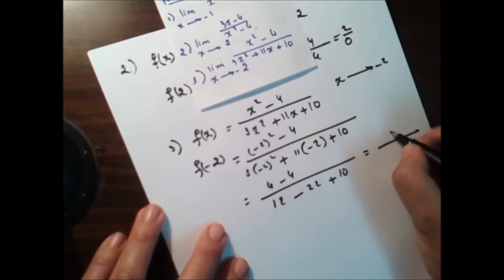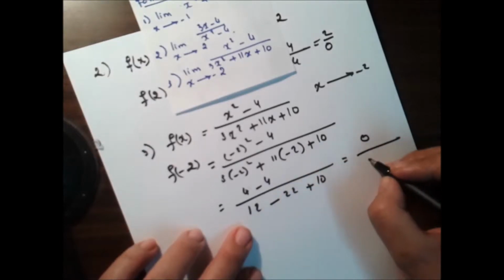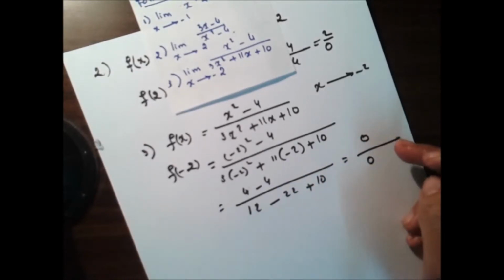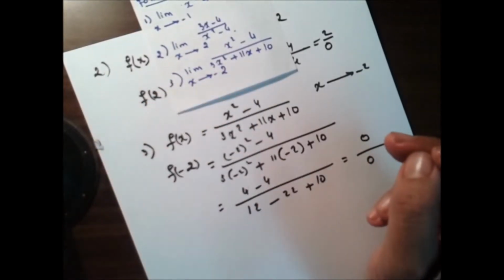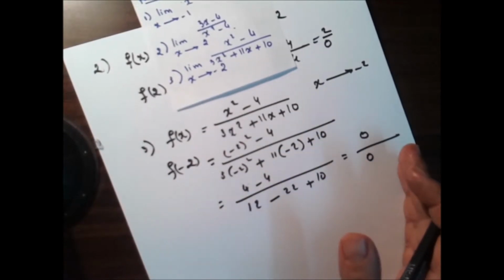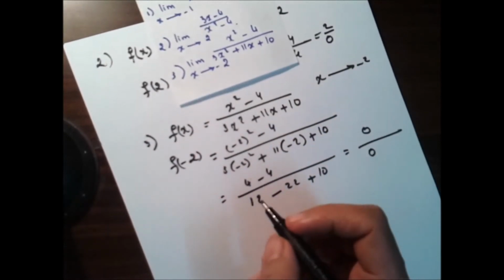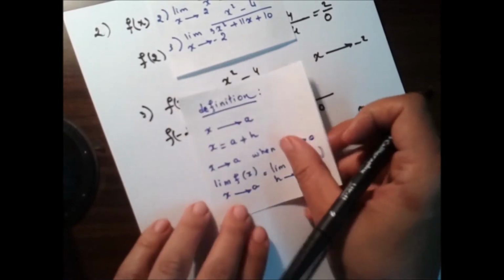Up we have 4 minus 4 to be 0, and down we have 12 and 10 to be 22 minus 22 to be 0, so 0 over 0. 0 over 0 is an unspecified quantity. So we have to do another way to get the value of the function as x tends to negative 2. So let's use the previous definition.